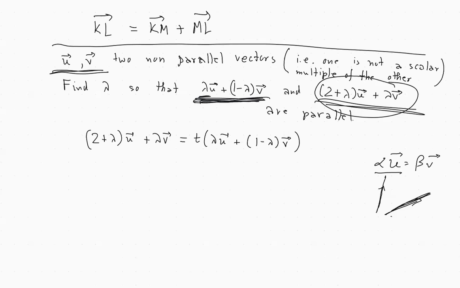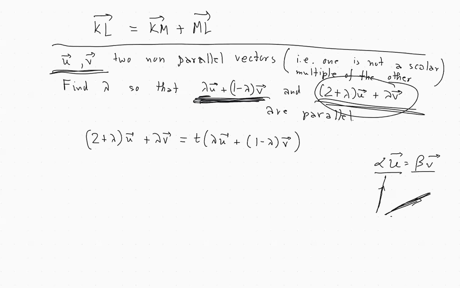I'm sorry, both of them have to be zero, because since they're equal, if one of them is zero, then the other is zero. So both of them have to be zero. The only way a scalar multiple of the first is parallel or equal to a scalar multiple of the second is if both of them are zero. So alpha would have to be zero, beta would have to be zero.